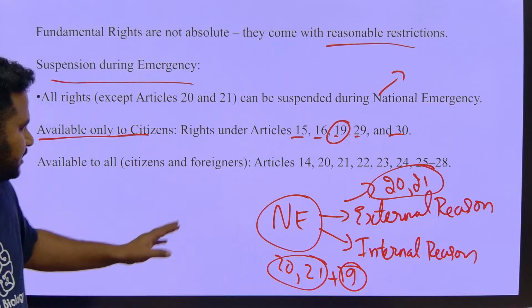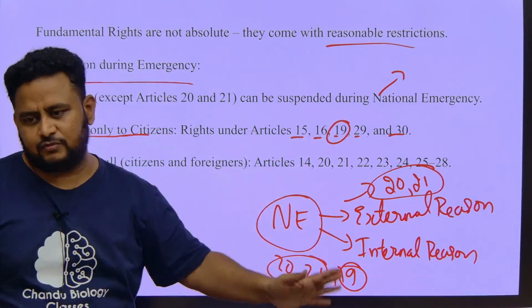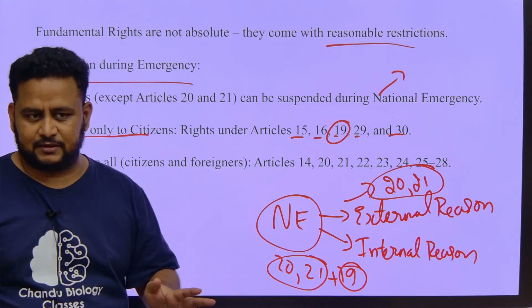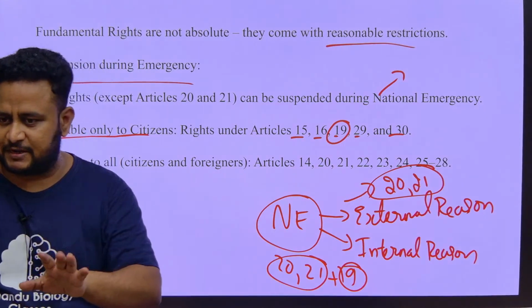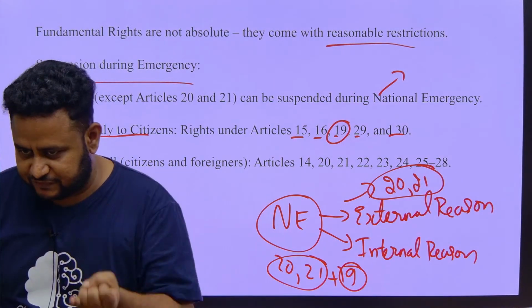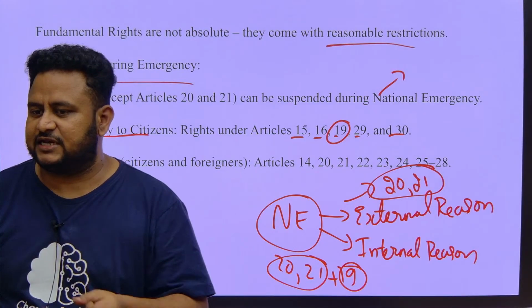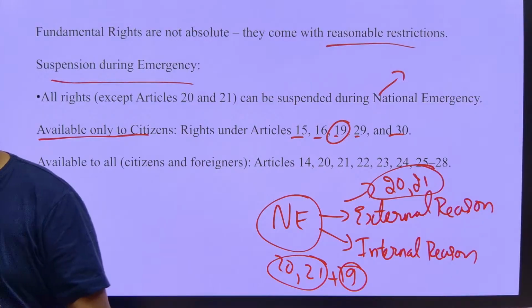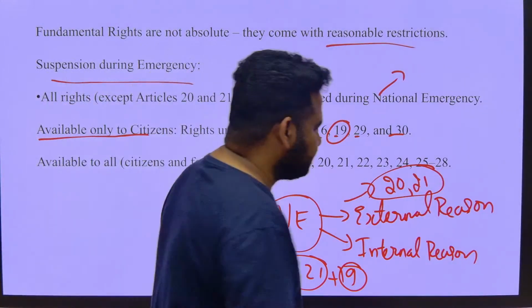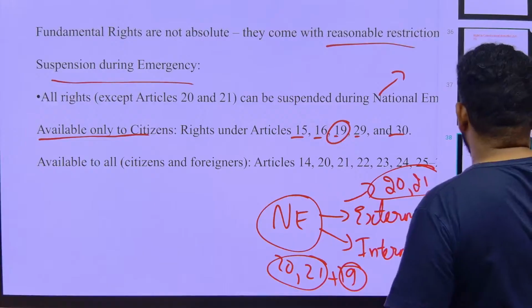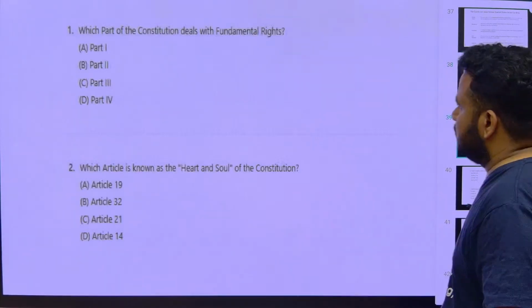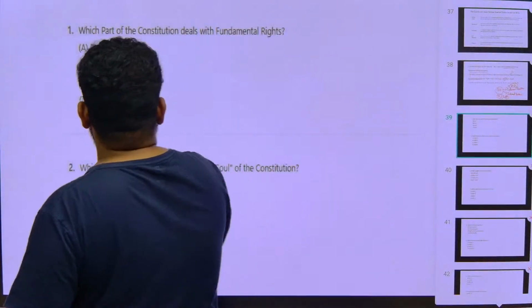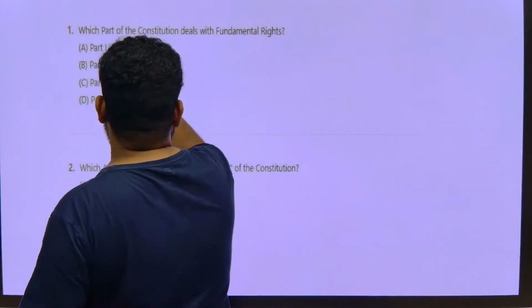But other articles are available to both. Remaining you may not remember, but first remember which are not available: 15, 16, 19, 29, 30. That's it. Now we are done with this chapter, fundamental rights, a very important chapter. It will be complete only when we do some questions. First question: which part of the constitution deals with fundamental rights?